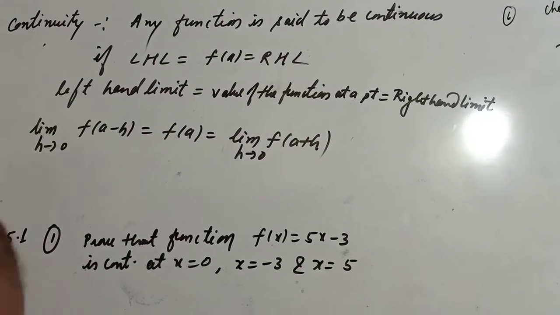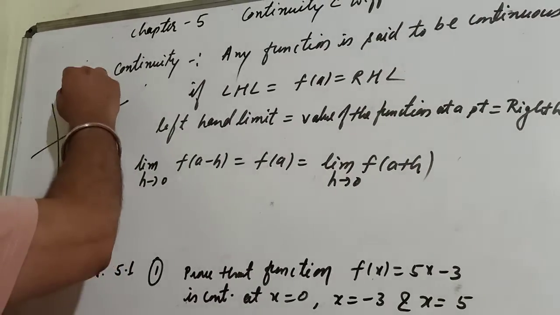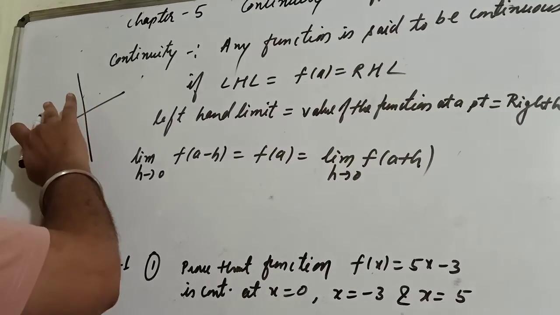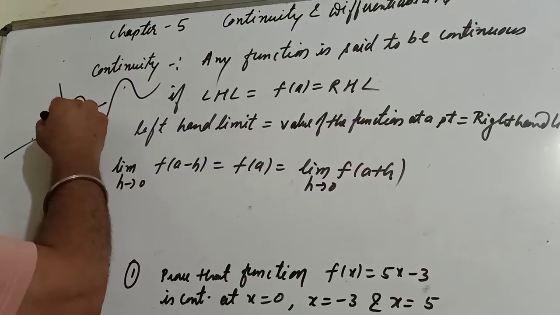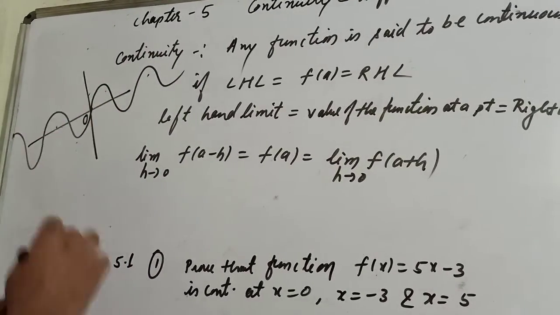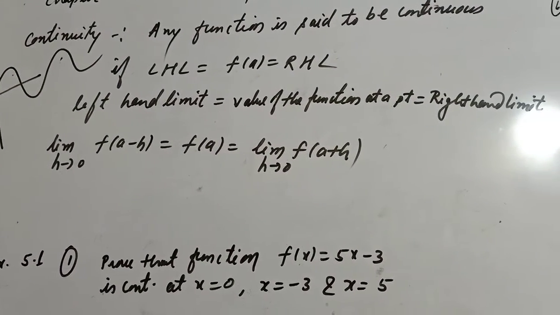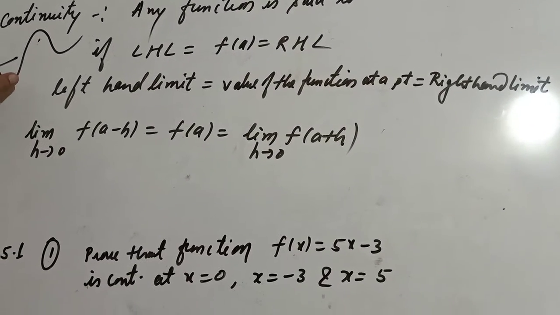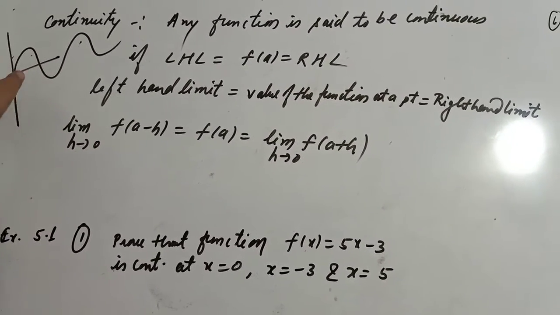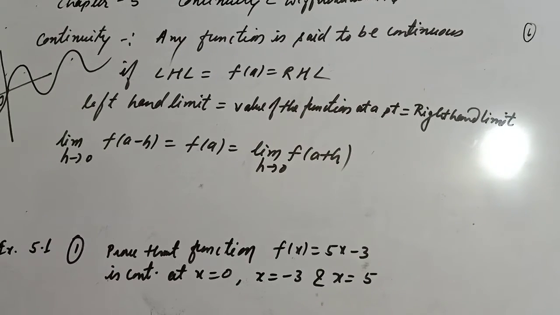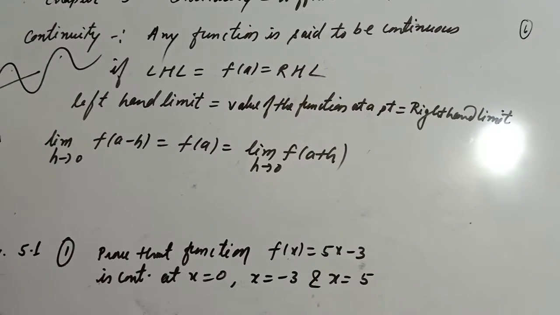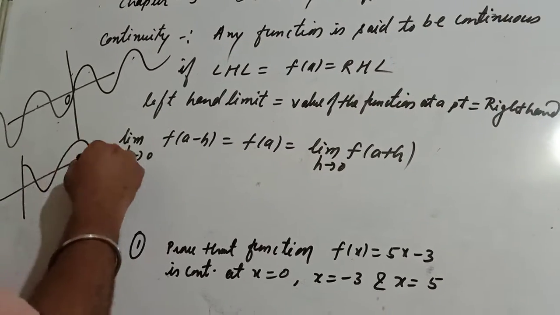But graphically, any function is said to be continuous, like sin x. Graph of sin x is always continuous if you go this side or this side. It does not break. Graphical interpretation means the graph of that function does not break in that particular interval. Then we can say it is continuous. Like sin is continuous, cos is continuous for all real values of x.